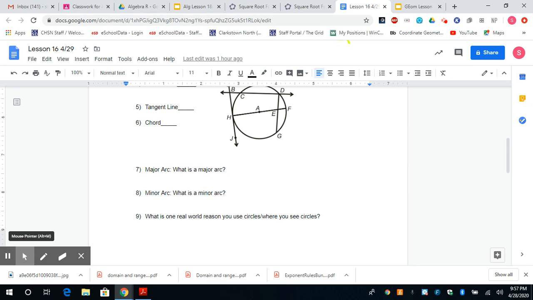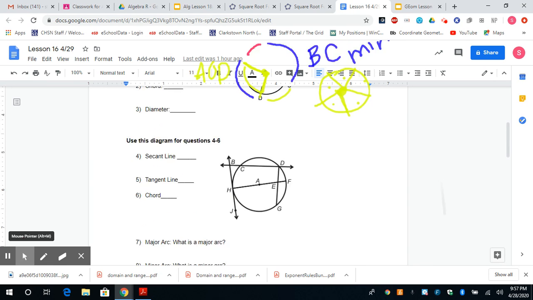And then for 7 and 8, you're just telling me what a major arc and a minor arc is, definition-wise. And then number 9, what is one real-world reason you use or where you see circles? So not just in general. Don't give me a bike if you don't even own one or don't know how to ride one. Give me something true that you use or see every day. I'm not going to help you with that because you should be able to see circles. Okay? And if you do need help, email me.